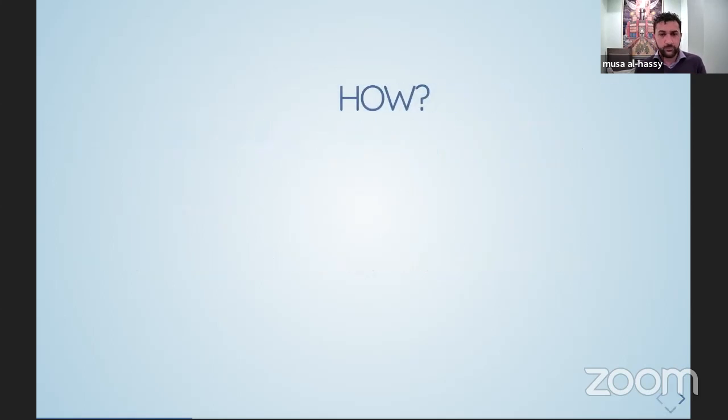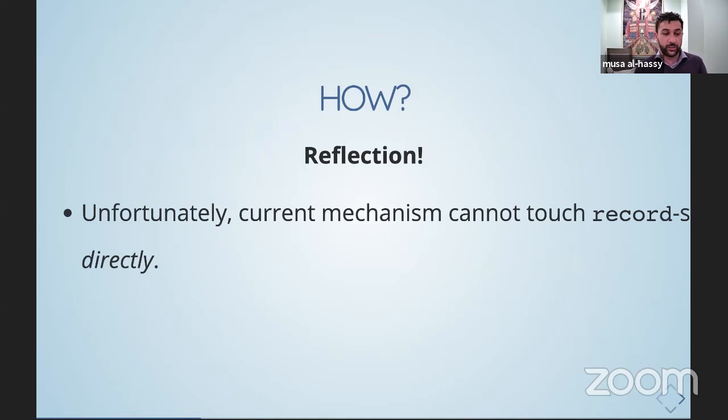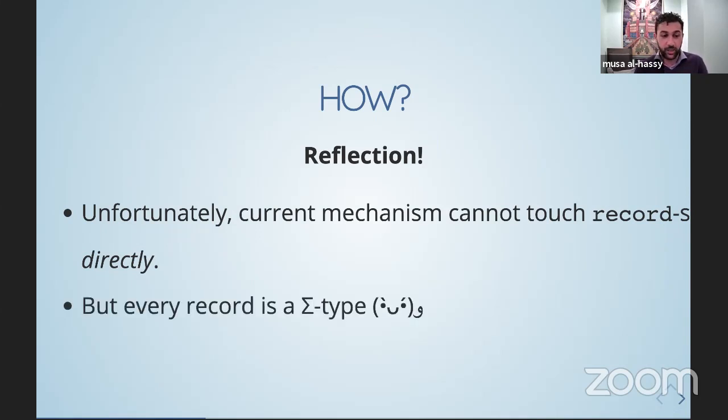Okay. So we'll do this by reflection, right? Unfortunately, the current reflection mechanism for Agda doesn't let us touch records directly. I cannot inspect a record and then produce a new record from that one easily with the current reflection mechanism. But theoretically, every record is a sigma type, right? Theoretically.